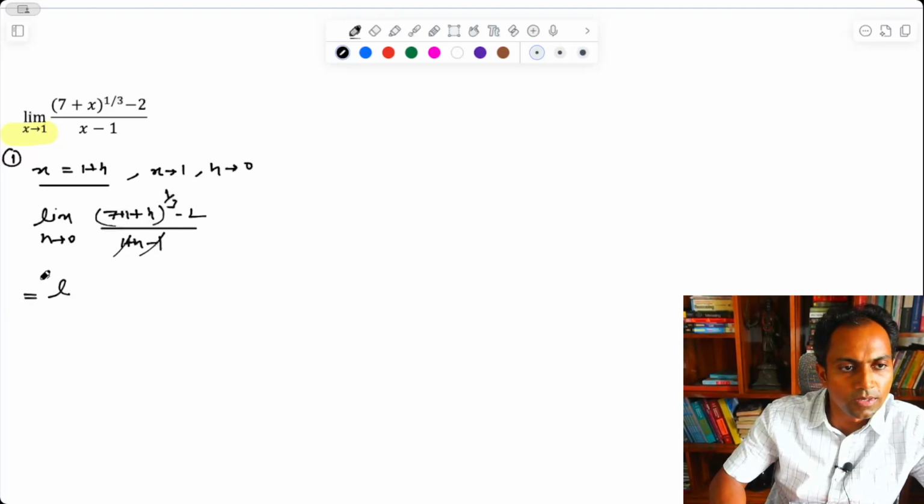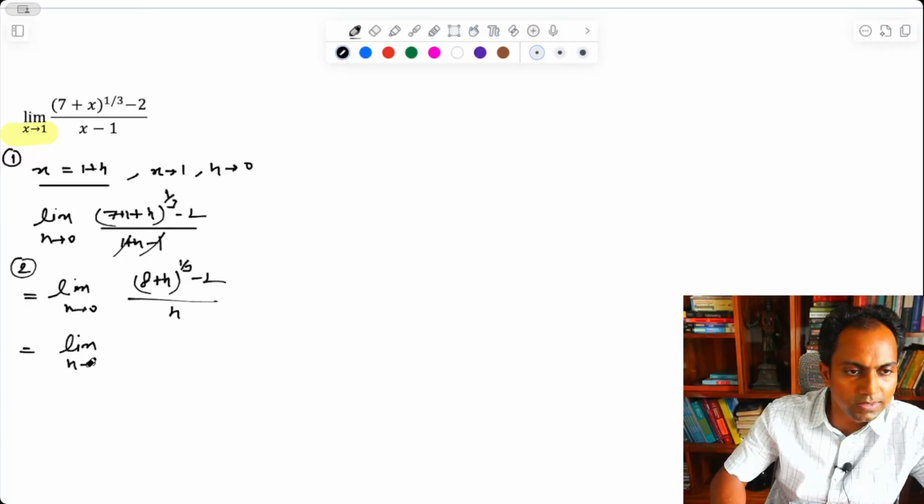Next step would be, this is the second step, limit h tends to 0. Now this becomes (8 plus h) raised to the power 1 by 3 minus 2, divided by h. In order to solve this limit, it would be easier if I take this 8 common from here. I will tell you the reason for doing so. So this becomes 8 raised to the power 1 by 3 into (1 plus h by 8) raised to the power 1 by 3 minus 2, by h. Now this 8 will have the power of 1 by 3.